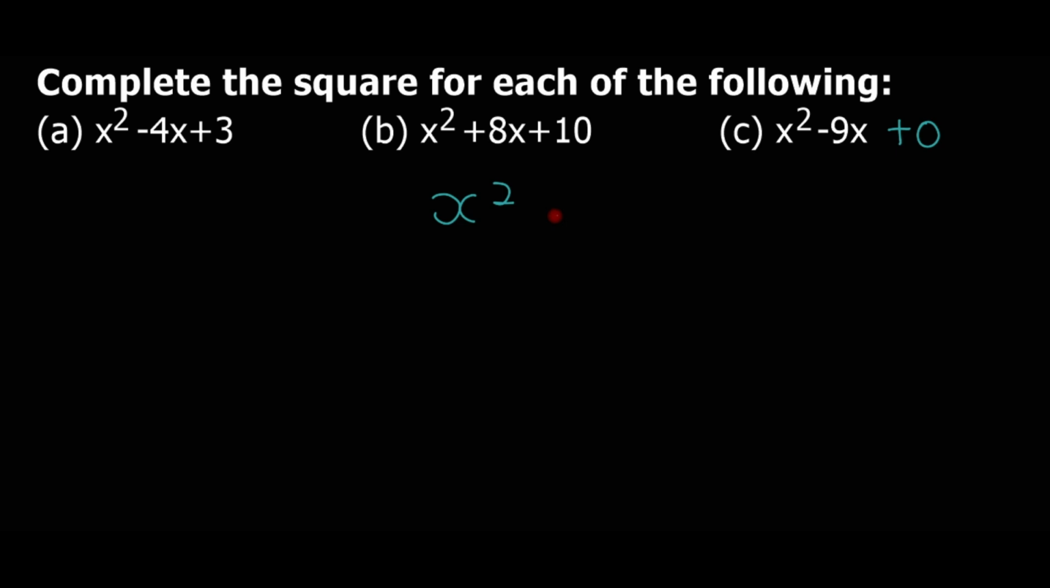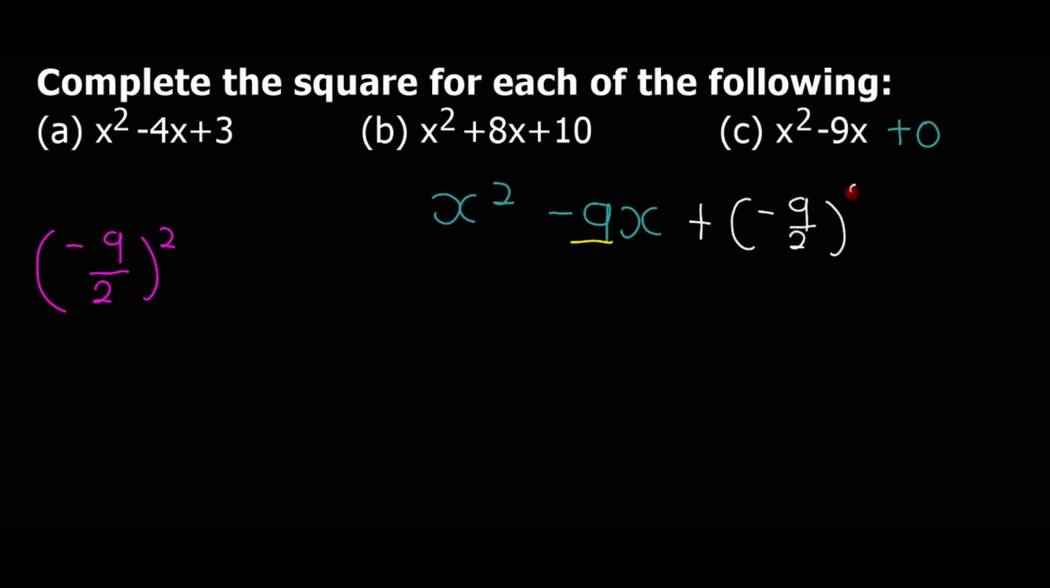This is x squared and then minus 9x, but we don't leave a space for 0 because 0 is just nothing, so we don't write anything. But we follow that same step: we take this one and divide by 2 and then square it. So we have negative 9 divided by 2, all squared, so we write plus negative 9 over 2 all squared, and then we subtract it. And then from there we have x squared minus 9x.